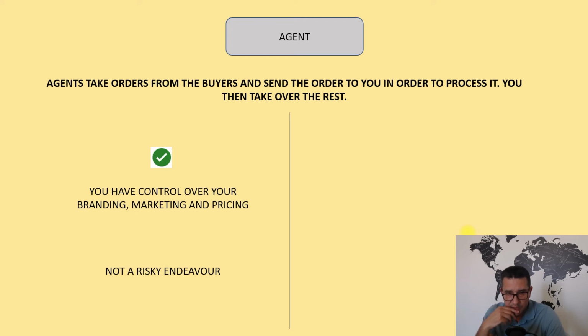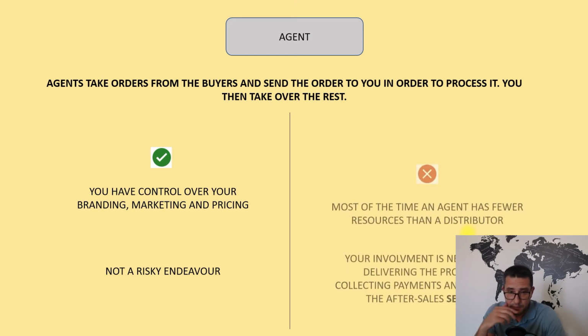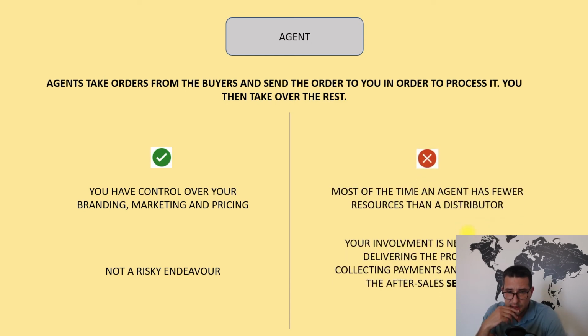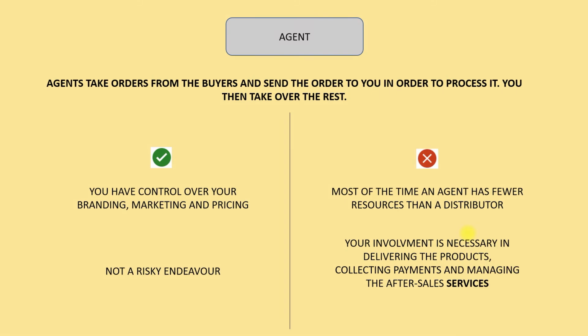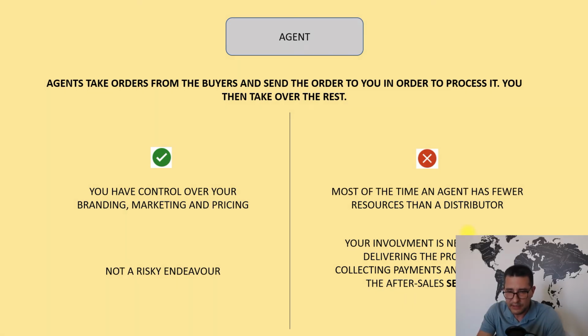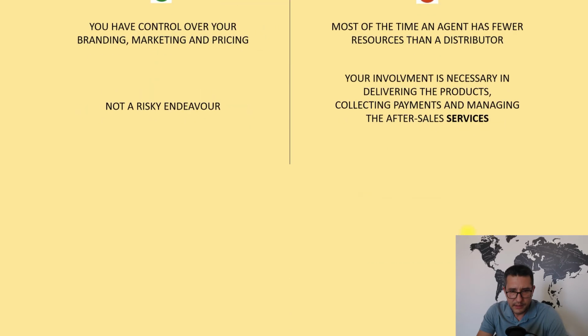Agents also tend to have fewer suppliers and products in their portfolio than distributors, for example, so they could focus more on your products. On the other hand, most of the agents have fewer resources than the distributors, and your involvement, of course, is absolutely necessary in delivering the products, collecting payments, and managing after-sales services, as I've said previously. Now, moving on to the broker.